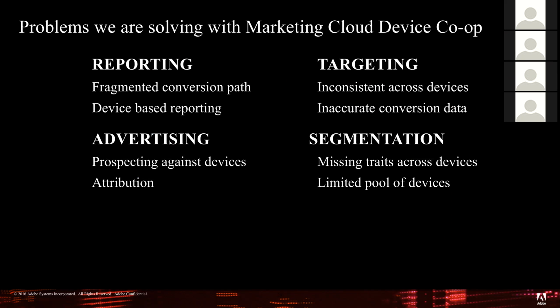Problems that we're trying to solve with the co-op include reporting. We want to defragment your conversion path. We want to be able to provide a consolidated conversion path that moves across devices. We also want to be able to create device-based reporting. We want to allow someone to report on their customer and then understand their device behavior. We also want to be able to target consistently across devices and provide accurate conversion data.